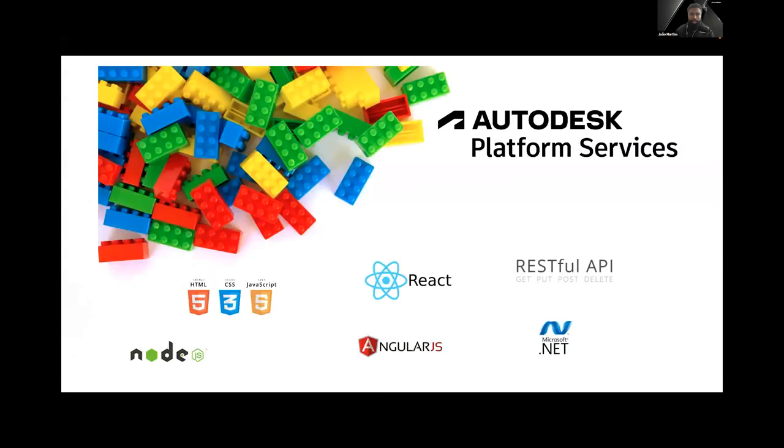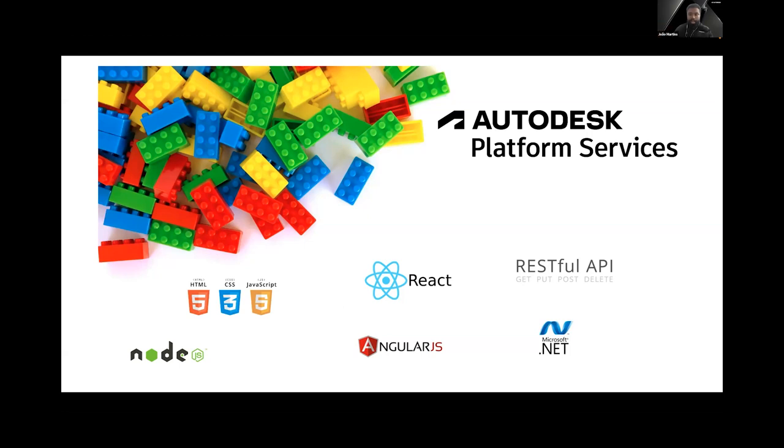Before going further, it's always good to explain what exactly is Autodesk Platform Services. You might be familiar with Autodesk from our products such as Revit, AutoCAD. All of these desktop products, desktop software, they have their own APIs. And nowadays, we also have our cloud products, such as the Autodesk Construction Cloud, Fusion Team, and for those familiar, BIM 360, the legacy product.